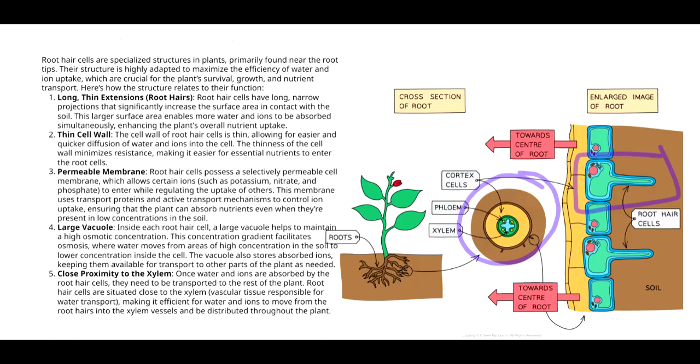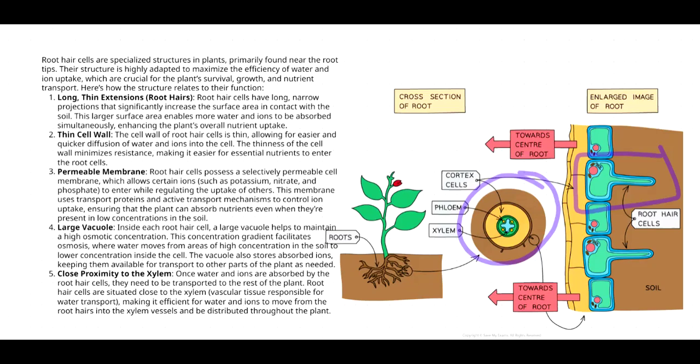Students, the thin walls of the root hair cells make diffusion of water and ions into the cell easier and faster. Not only the long thin extension, but their thin cell walls help in this function. Obviously, these are living cells. They have a semi-permeable membrane, and through this semi-permeable membrane, active transport takes place. As I told you, the root hair cells have large vacuoles, and the large vacuoles help to maintain high osmotic concentration. This concentration gradient facilitates osmosis.